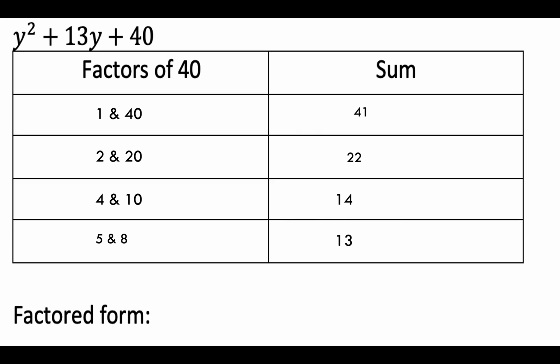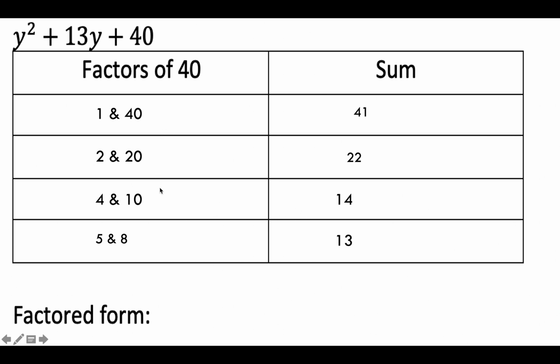Now how about this one? We have y squared plus 13y plus 40. So we need factors of 40 that add up to positive 13. So we have 1 and 40, their sum is 41. We have 2 and 20, and their sum is 22. We have 4 and 10, their sum is 14. We also have 5 and 8, and their sum is 13.